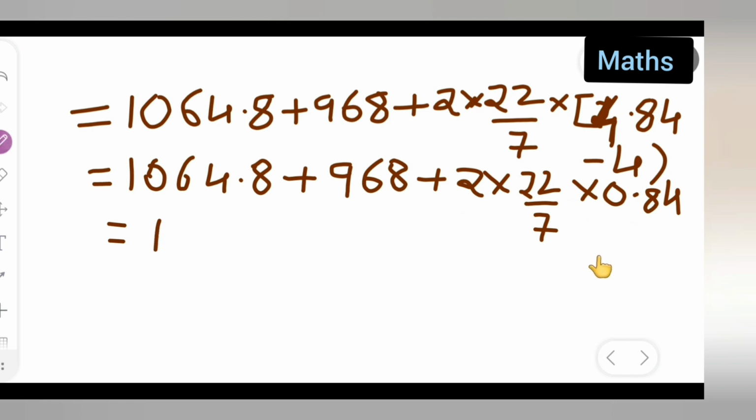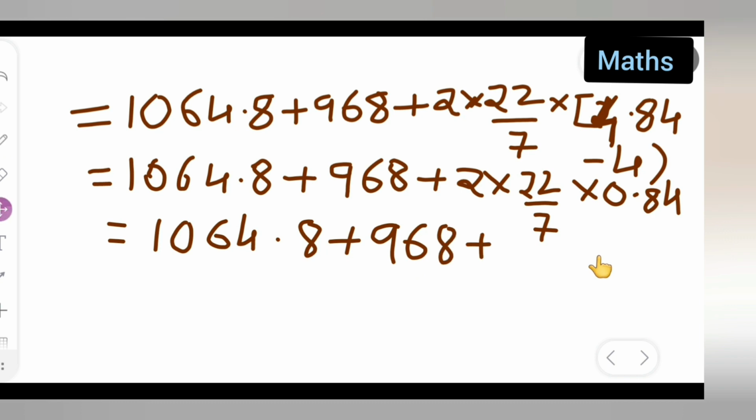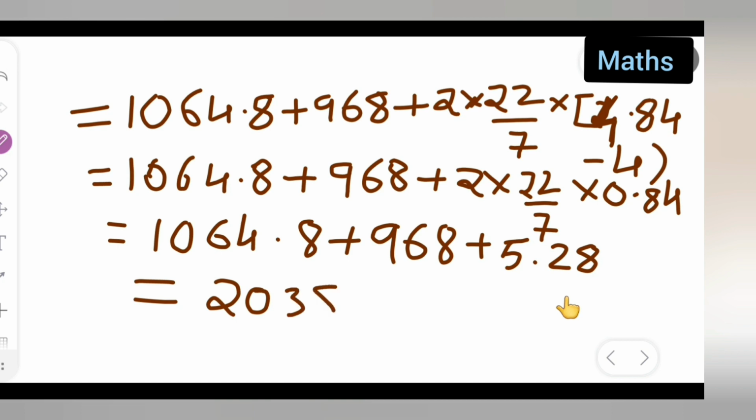This keep it as it is, 1064.8 plus 968 plus, after solving this part, what answer you all are getting is 5.28 centimeter square it is. So after adding this, now you'll have to add all this part and see what answer you'll are getting. You will get 2038.08 centimeter square. Okay, if you all have not understood how to do this part, multiplication and all, you can comment below. I'll make a special video for you all, okay, and I'll provide it to you all.